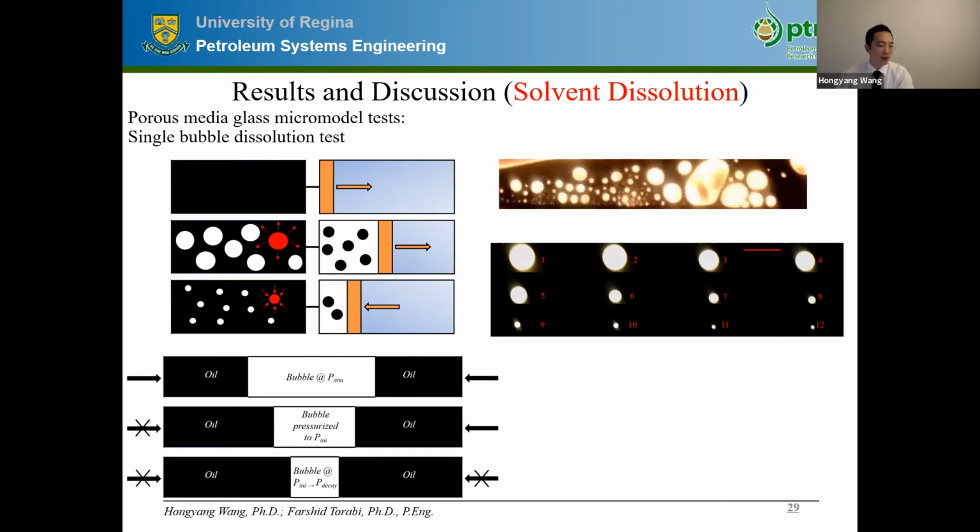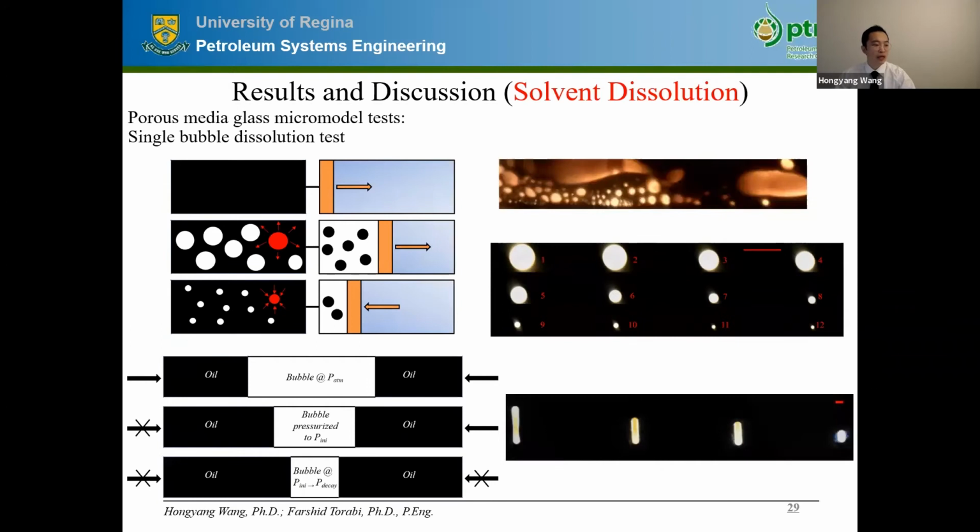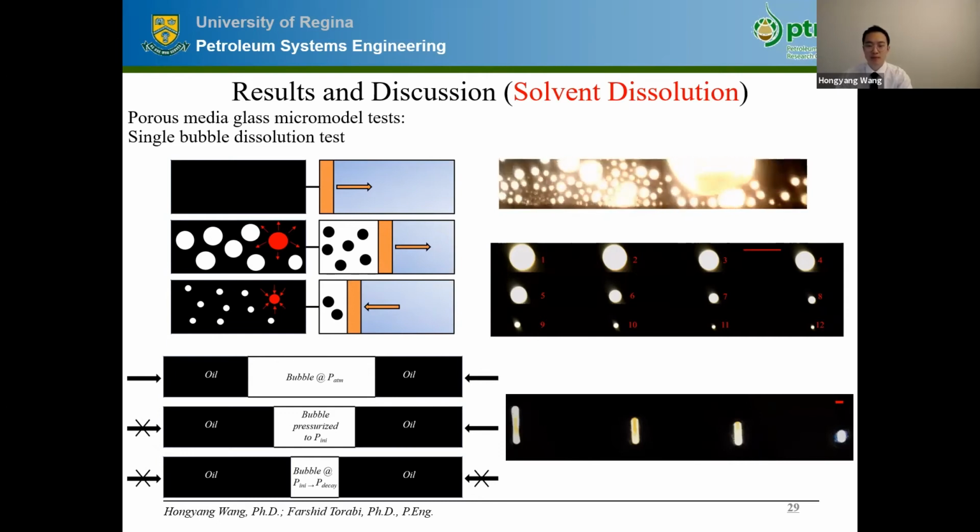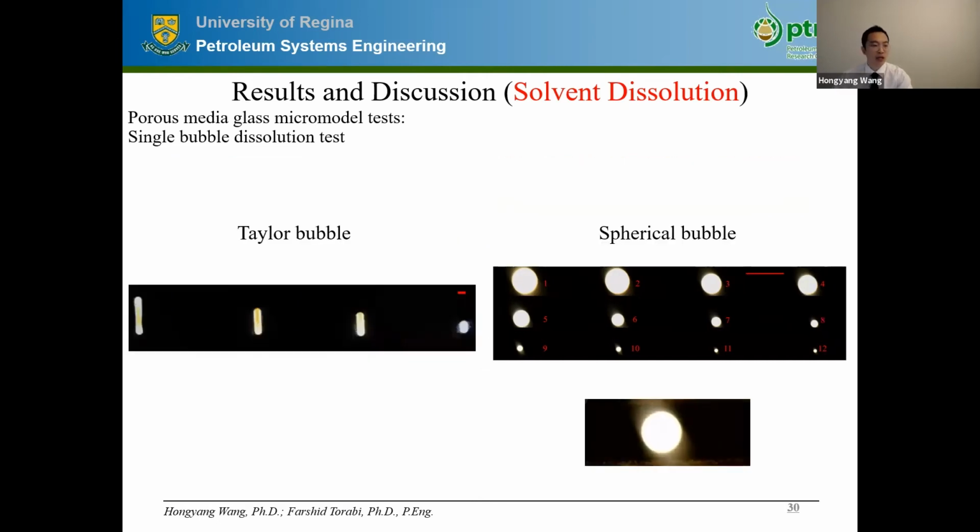The second type of bubble is a Taylor bubble. By presaturating a column of gas in the microchannel and then pressurizing it to a designated pressure, we can see that the bubble is gradually redissolved into the liquid surrounding it. So this Taylor bubble and the spherical bubble are the main targets that we use to study solvent dissolution kinetics.